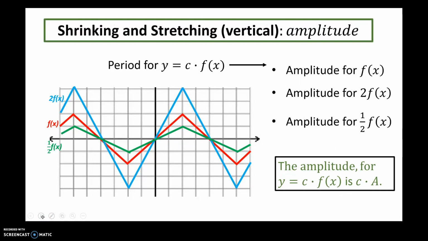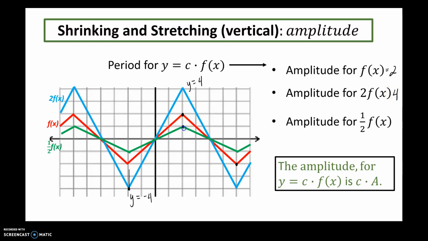Now your amplitude, your height, is what's going to be affected. So my amplitude for f of x, my original: 2 minus negative 2 gives me 4. 4 divided by 2 is 2. Now up here I have a y value of 4, and there's my lowest y value of negative 4. 4 minus negative 4 is 8. 8 divided by 2 is 4.